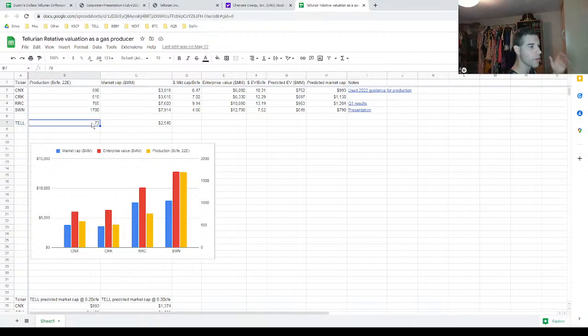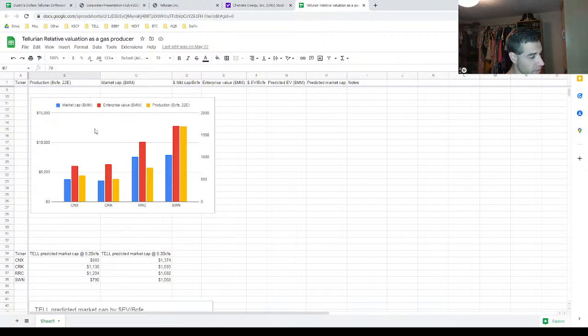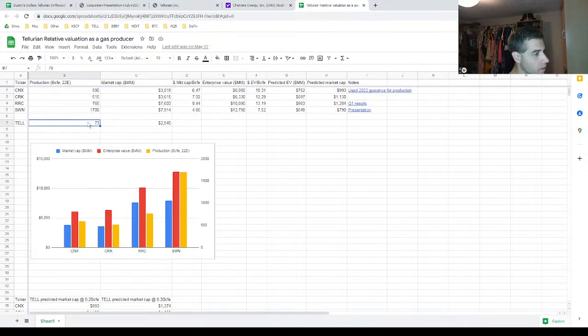So at the time, I was assuming that their BCF, I think this would be their BCF per year production, was only going to be 73. Is that right? I guess this must have been based off their production at the time. Yeah.